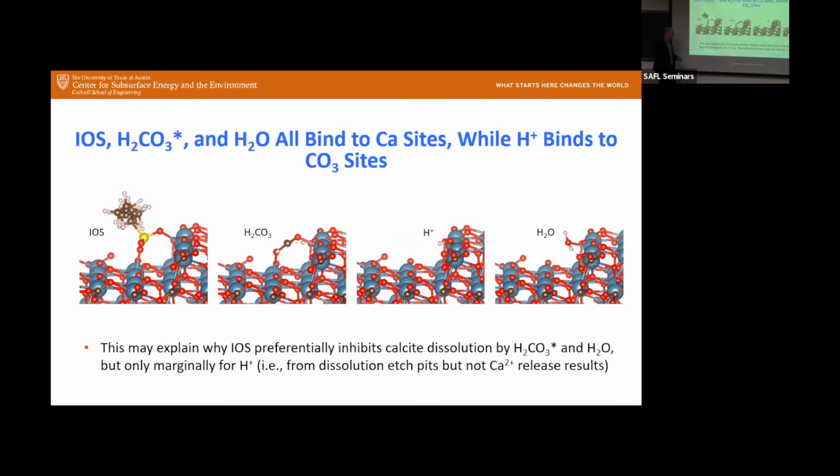And so this may explain why the IOS preferentially inhibits calcite dissolution by carbonic acid and the water, but only marginally for the proton, right? We didn't see that in the calcium release. So that's kind of cool. And it supports, or at least provides an interpretation for, why we have those results.